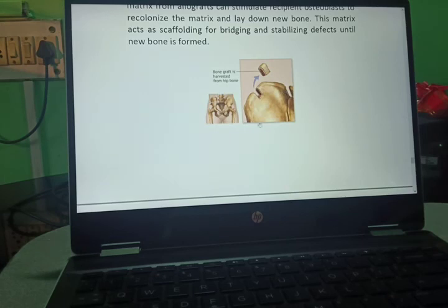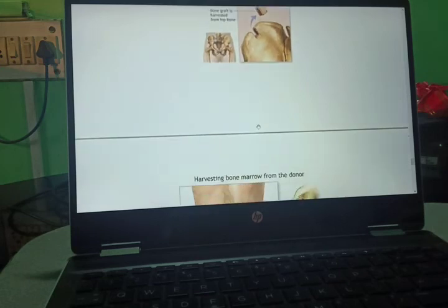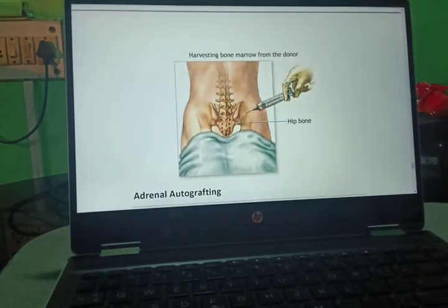You can see in what manner it is bone grafting. This is hip bone. You can see easily how it is treated. Now we are talking about the bone marrow harvesting from the donor. This is hip bone.